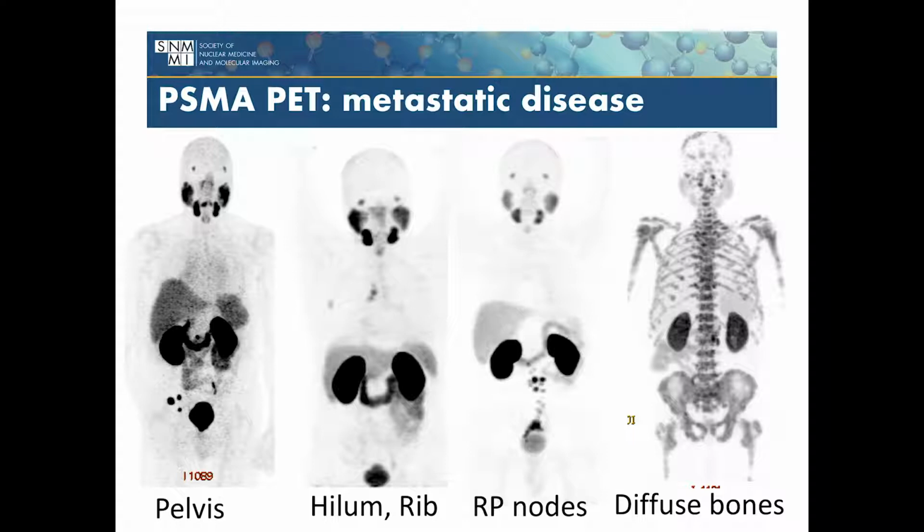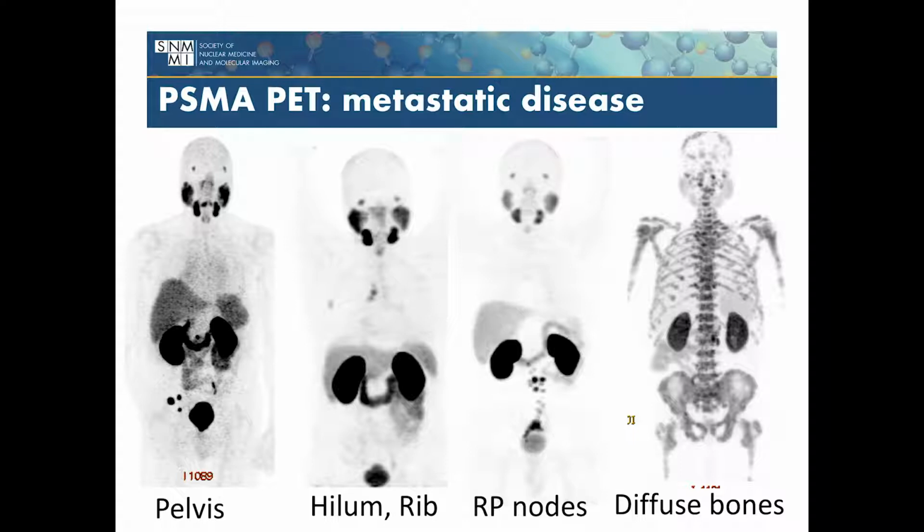And what does the spectrum of metastatic disease look like in these patients? Here's just 4 cases. Here's one patient who has some lesions in the right aspect of his pelvis. These are actually bone mets. Next case, here is a patient who has metastases in the hilum, hilar lymph nodes, and in a rib.